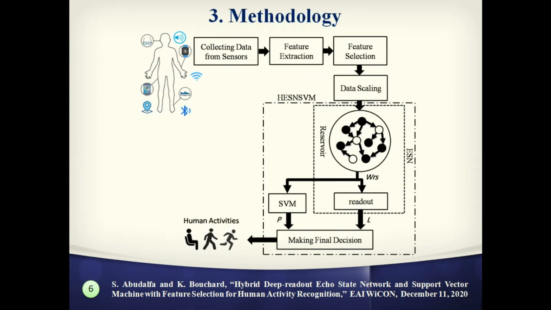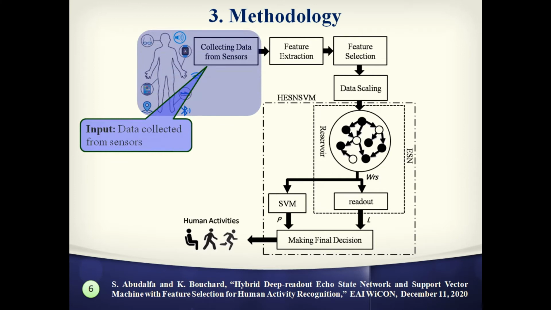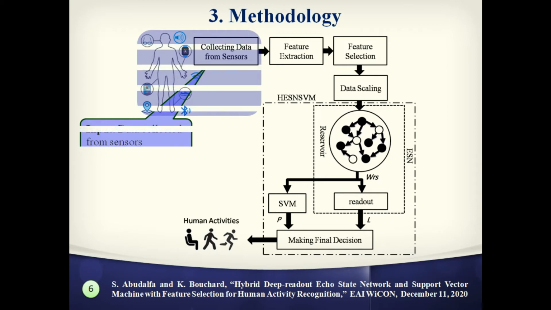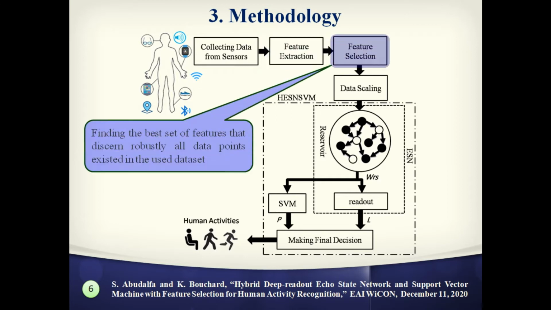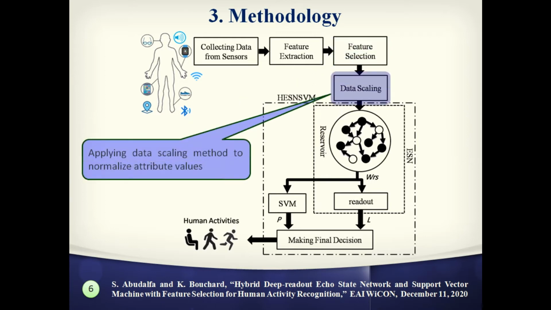Now I'll describe our solution approach in detail. Of course, firstly, we need to collect some data from sensors. Then we extract some features from the collected data. After that, we applied feature selection to improve the accuracy of activity recognition. We also applied data scaling for normalizing attribute values.